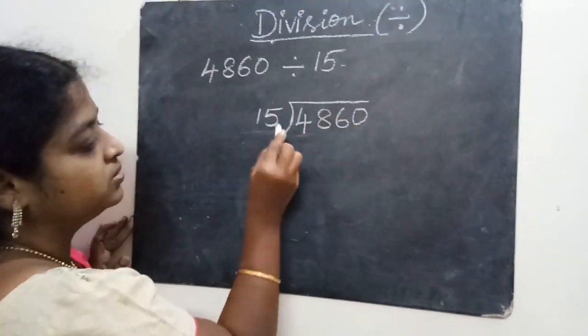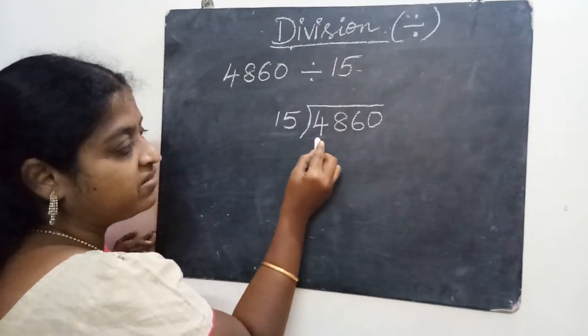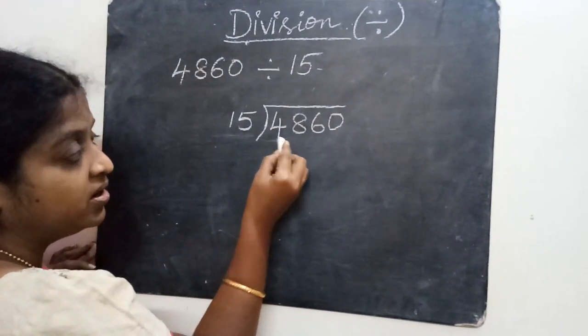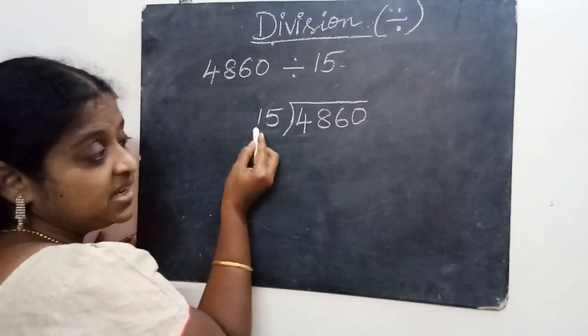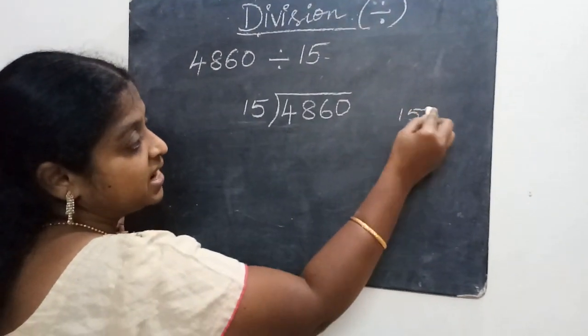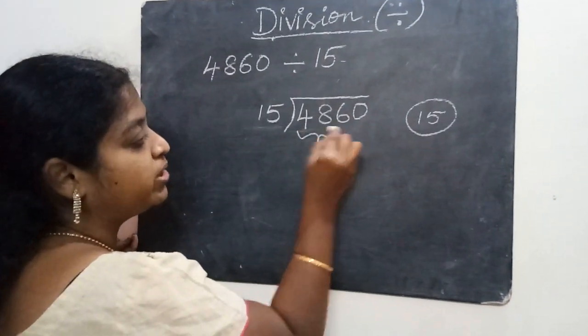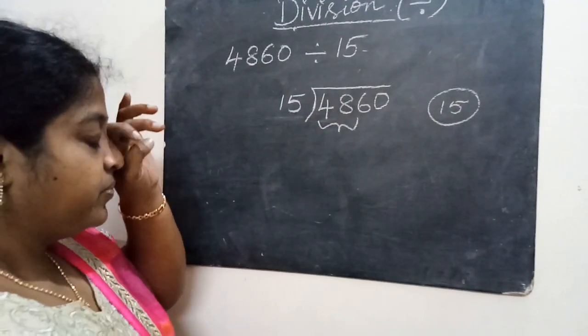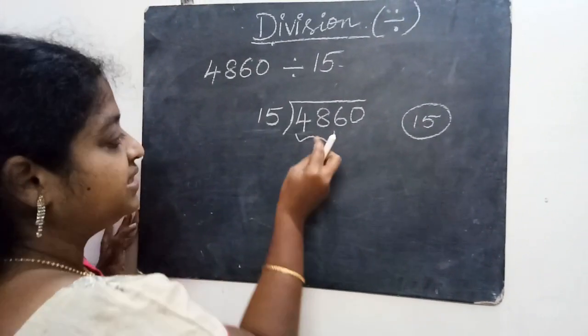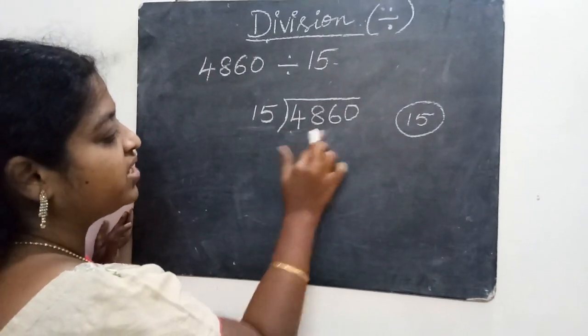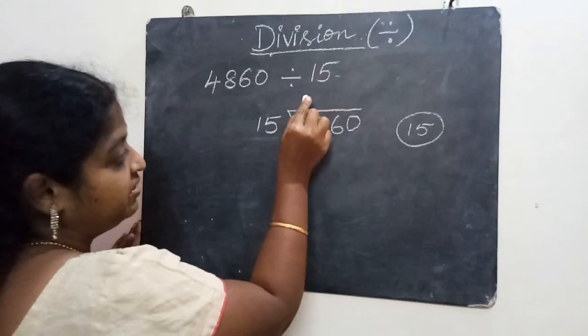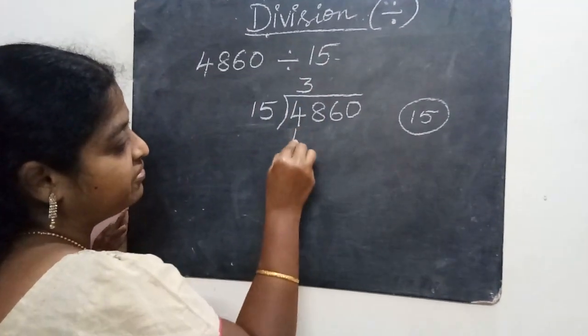Now, in the 15th table where will you get 4? 4 is a very small number. You won't get 4 in the 15th table. The 15th table starts with the first number, 15. So you need to take two digits at the same time, that is 48. So where will you get 48 in the 15th table? 15 3s are 45.